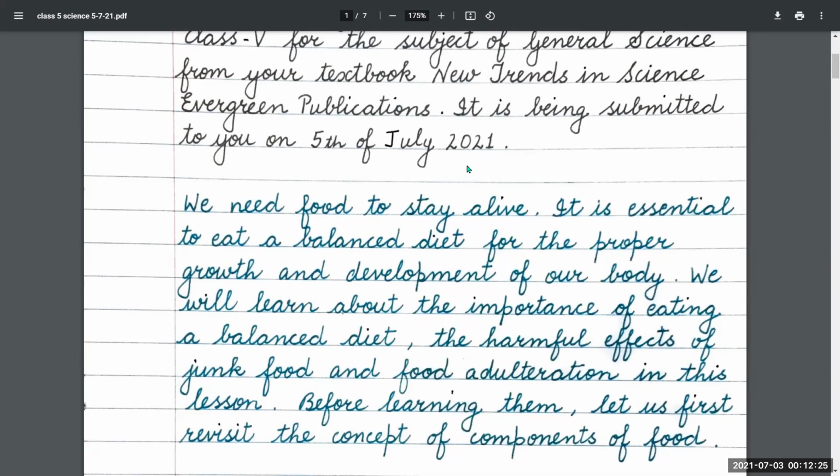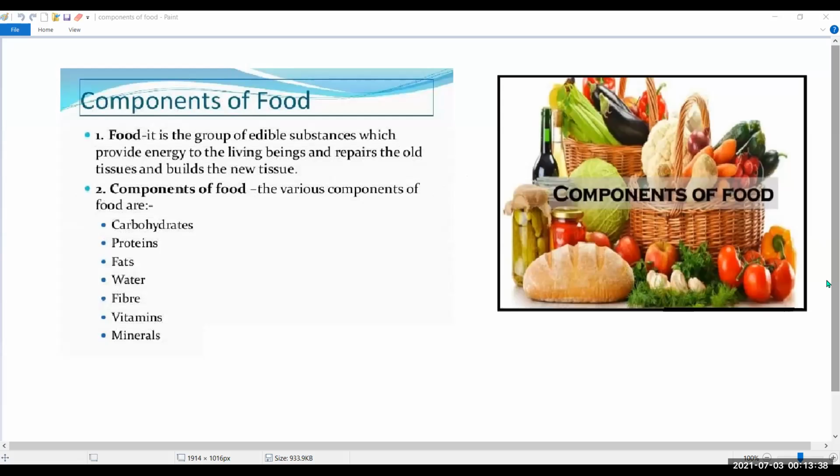Before learning them, let us revisit the concept of components of food. Food is necessary for the survival of living beings. It gives us energy and it is necessary for growth and repair of the body. It also helps our body to fight against diseases.